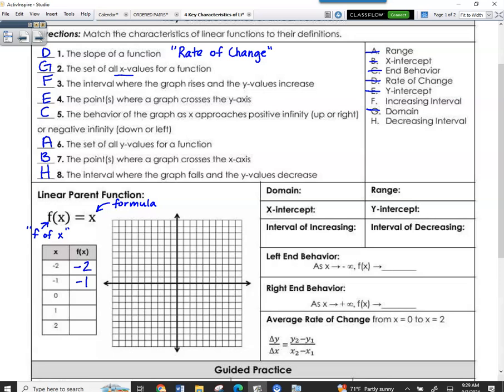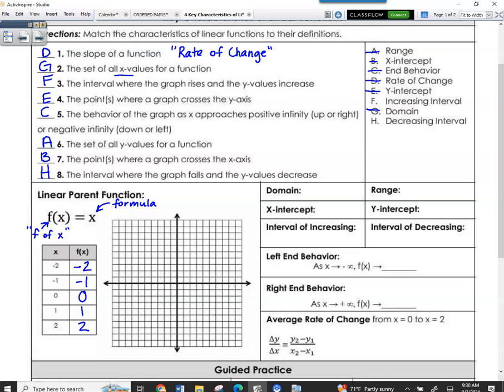If I plug 0 in, what do I get? 0. If I plug 1 in, what do I get? Nice. If I plug 2 in, what do I get? 2. Thank you. Now we're going to plot this and we're going to assume the rest of the line would continue in this pattern. We can't possibly list all the points on this graph because this is an actual function.